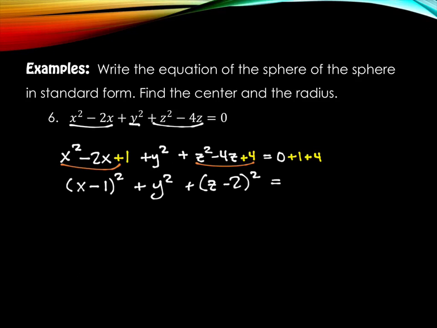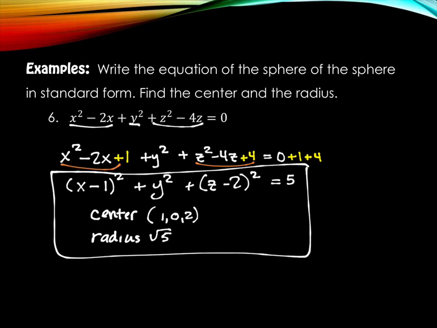And on the right, I have 0, 1, and 4 added together would give you a 5. So that's part of what it asked me to do, put it in standard form. It also asks me, once it's in standard form, what's the center? So what would that be? 1, 0, 2. 1, 0, 2, yes. And do remember that the signs are flipped, right? Because it's the subtraction as a part of the formula. And then what is my radius? Square root of 5. So all of that is the answers it was looking for.